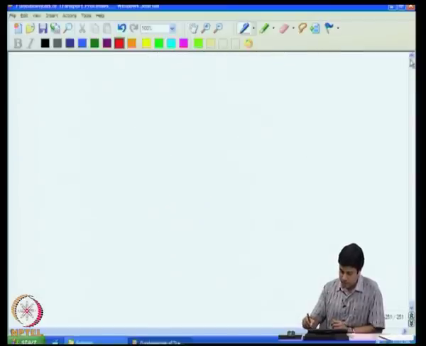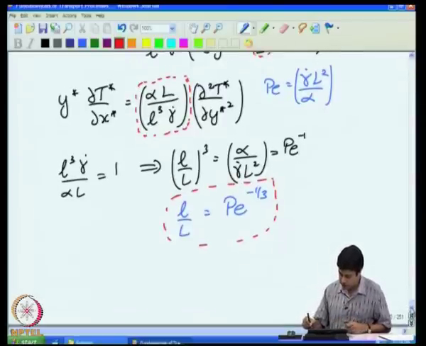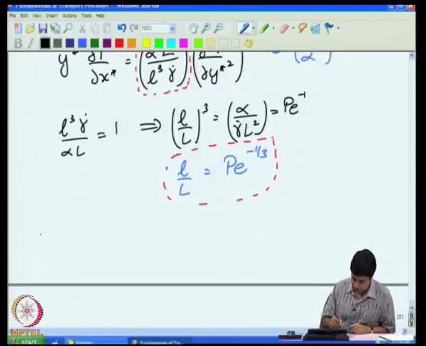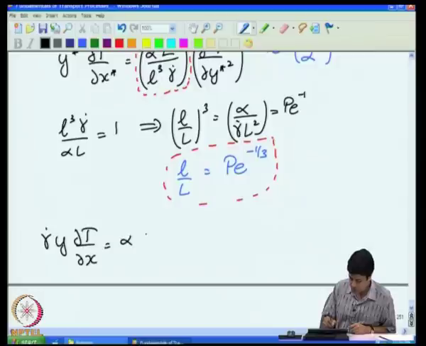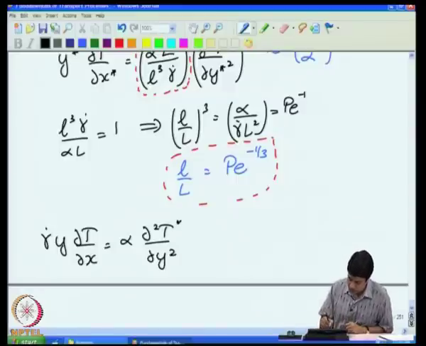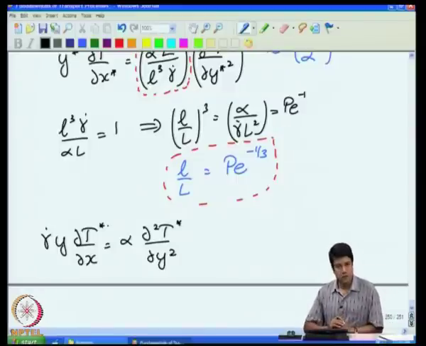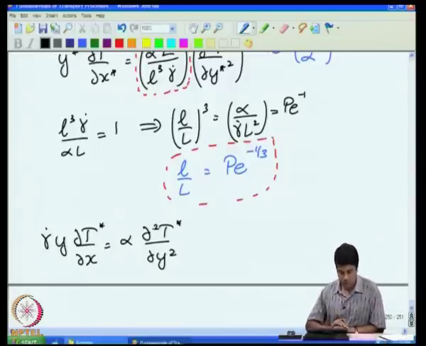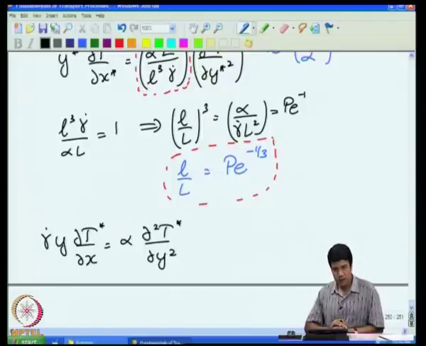Therefore, for this particular problem, the convection diffusion equation reduces to gamma dot y dT by dx is equal to alpha d square T by dy square, written in terms of the scaled coordinates. For this particular problem, this is the equation. We can neglect the streamwise diffusion in comparison to the cross stream diffusion. Now, based upon scaling, we obtained this as the simplified equation.